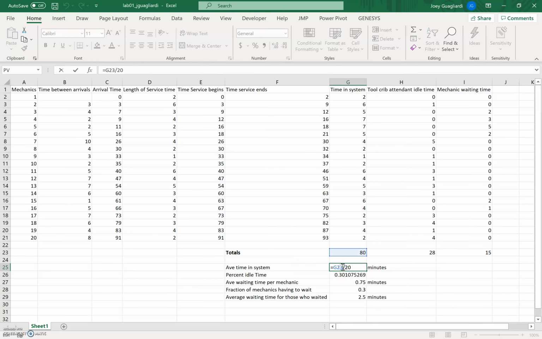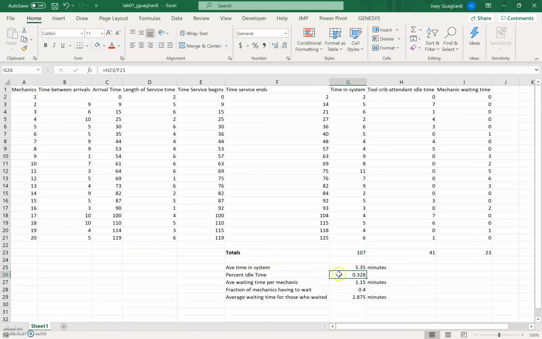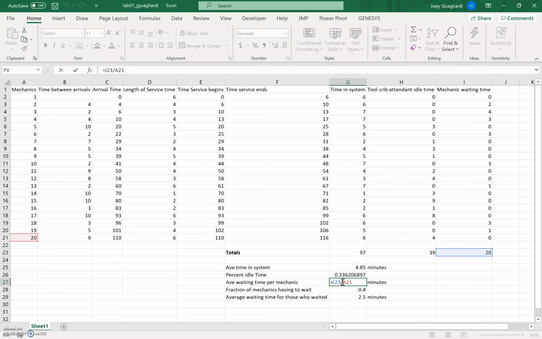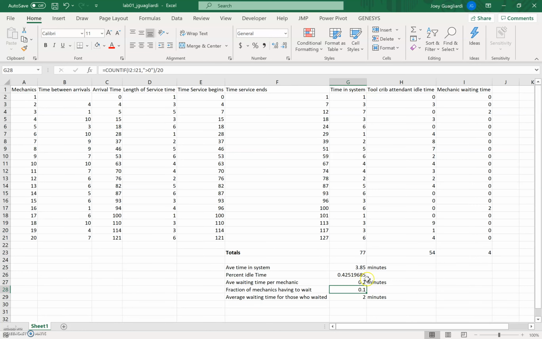So the average time in the system is actually the total time in the system divided by the number of mechanics. The percent idle time was actually the total tool crib attendant idle time divided by the entire time, the time the service ends. The average waiting time per mechanic was the total of the mechanic waiting time divided by the number of mechanics. So in this case, it was 0.2 minutes.